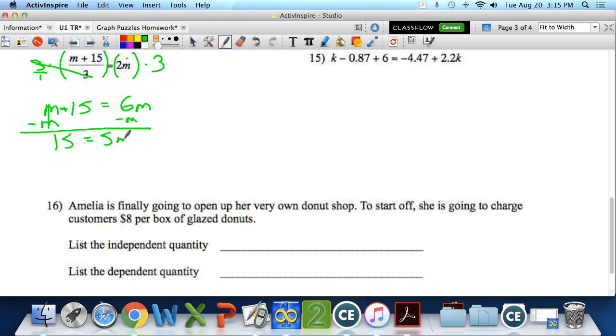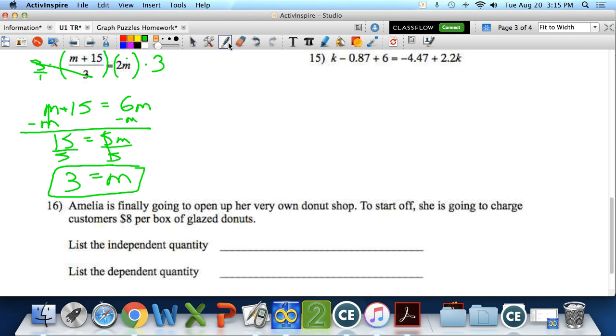15 equals 5m divided by 5 divided by 5. We get that 3 equals m. Go back, plug it in. 3 plus 15, that's 18, divided by 3 is 6. 2 times 3, this would be a 3 now, not this one. This would be a 3, is also 6. We did it correctly.